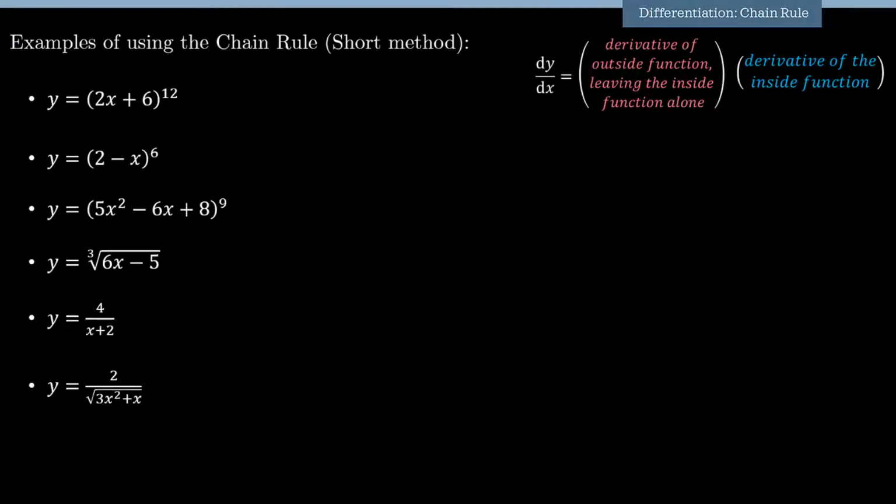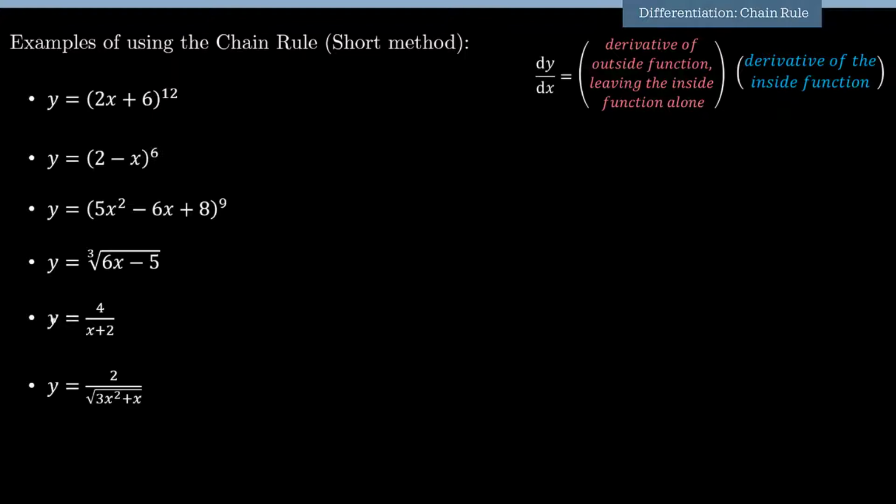In the previous video, we learned how to differentiate by the chain rule using the long method. That involved identifying the inside function, then differentiating it, then differentiating the outside function, and then multiplying them both. That was the long method. Now, in order to speed up that process, we're going to be doing some examples of the short method.